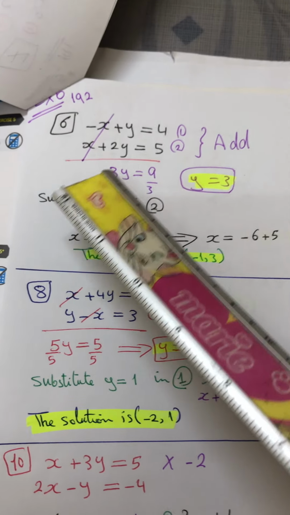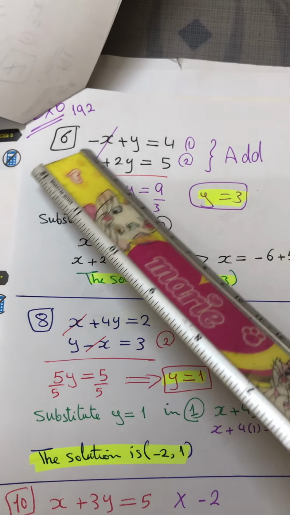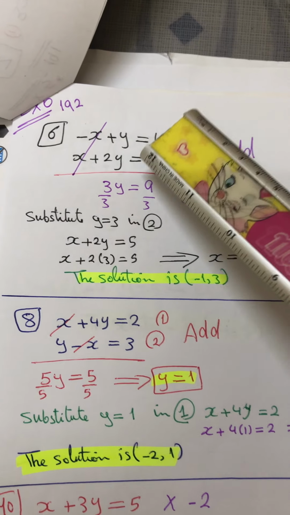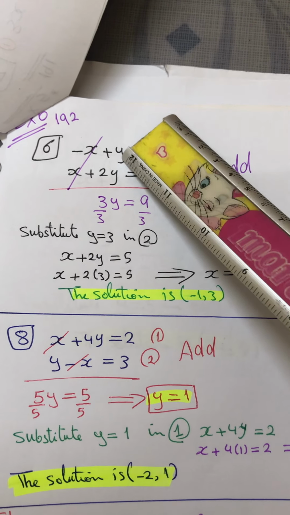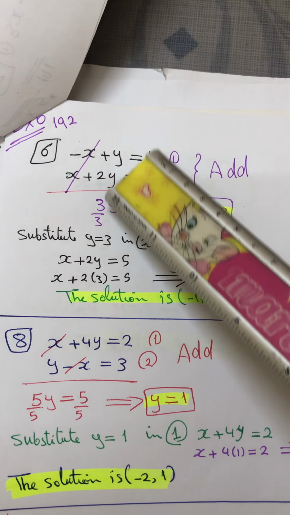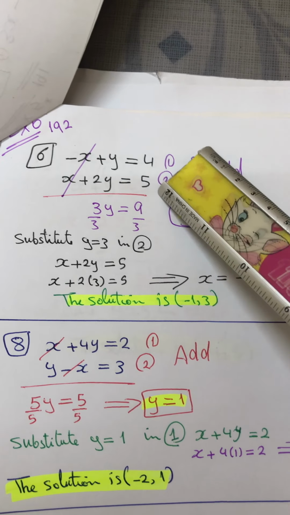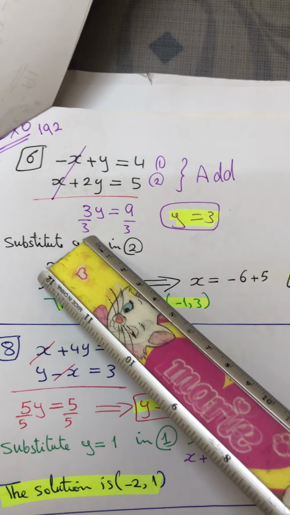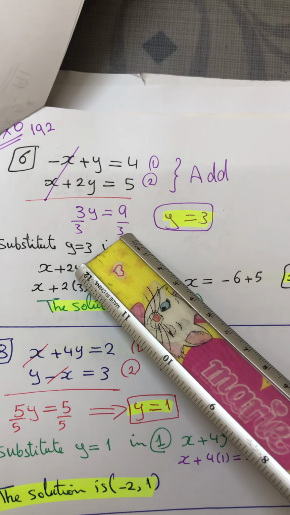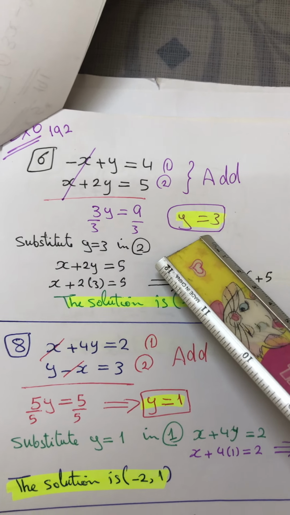So I can add the two equations to cancel the x. Yes, we can. So when I add the two equations, positive x or negative x equals 0, and I have 1y plus 2y equal 3y. 4 plus 5 equal 9. To get just 1y, divide by 3 both sides. So y equal 3. Nice.